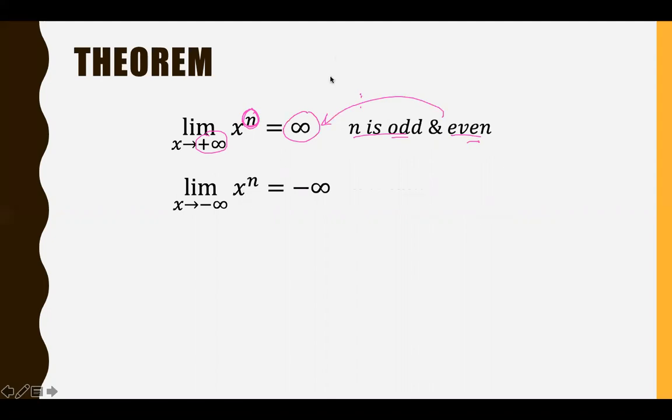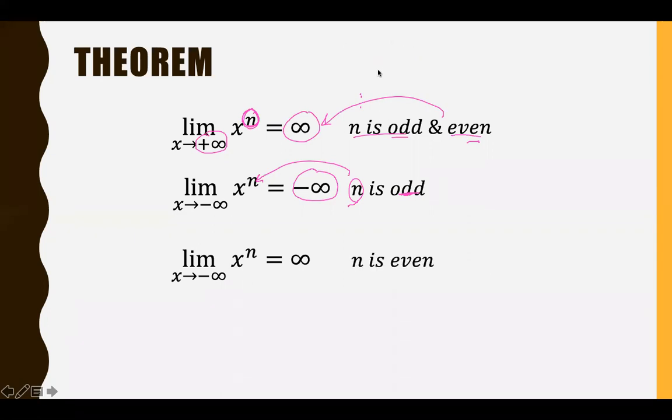Here, if we have the limit of x to the power of n as x approaches negative infinity, the answer will be negative infinity if our n, the exponent of the function, is an odd number. So it will be negative infinity. And second to the last, we have the limit of x to the power of n as x approaches negative infinity. It will be positive infinity if our n is an even number. So if this is even, guys, and x is approaching negative infinity, it will be positive infinity. Always remember the concept here.